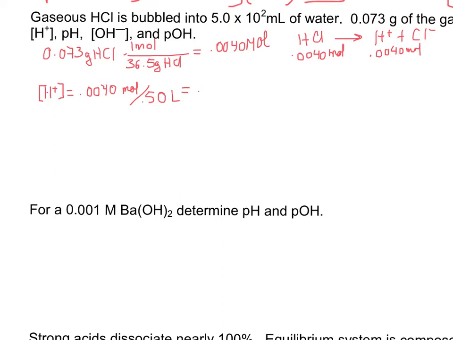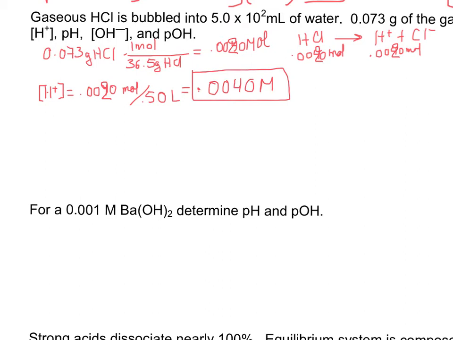Oh, I'm so sorry. I wasn't looking at my numbers here. The 0.073 grams divided by 36.5, that actually gives you 0.002 moles. So those are 2, so this is 2 right here. And so that answer is 0.0040 molar. In my notes, I kind of did the 2 steps together. I apologize about that. So that's my answer for the H plus concentration here.